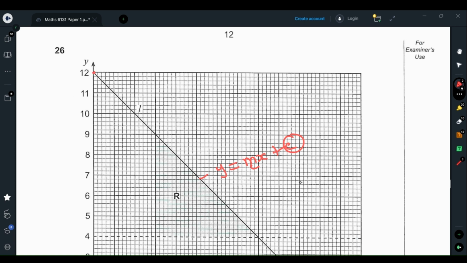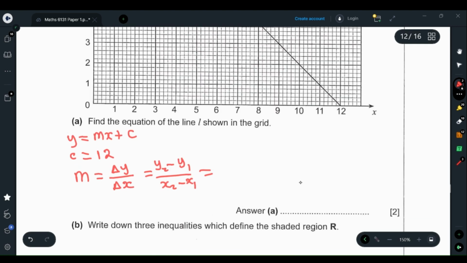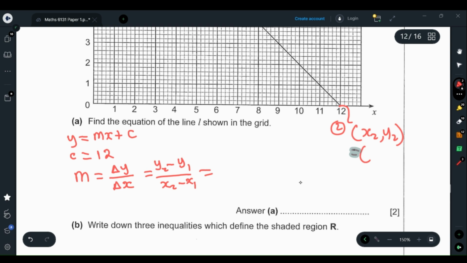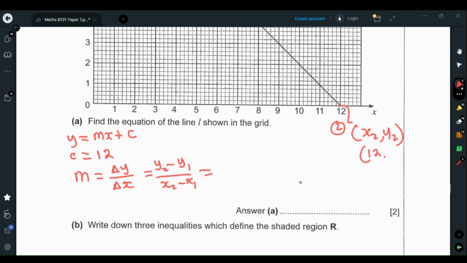In this case, let's call this point our point 1, where we have x1 and y1. x1 is 0, while y1 is 12. That's what we have there. And this will be point 2. This intercept here will be point 2, which is x2, y2. Our x2 is 12, and y2 is 0, since y is 0 at this point.